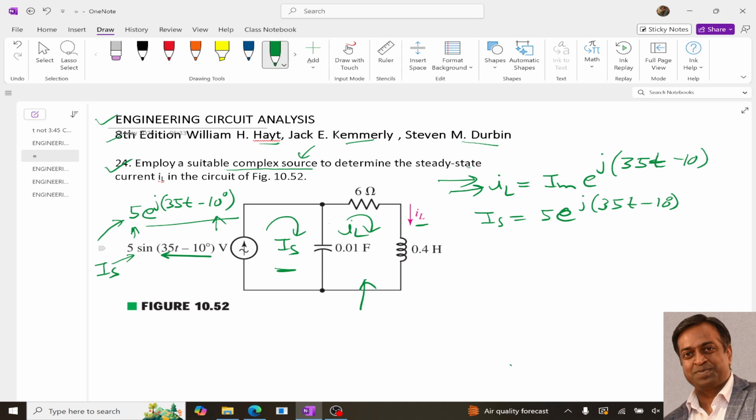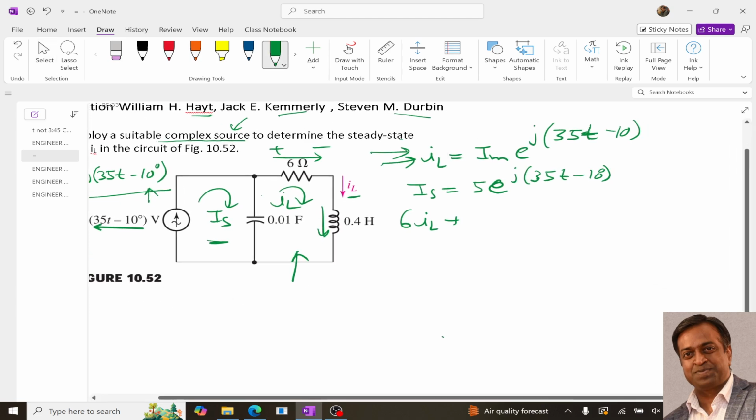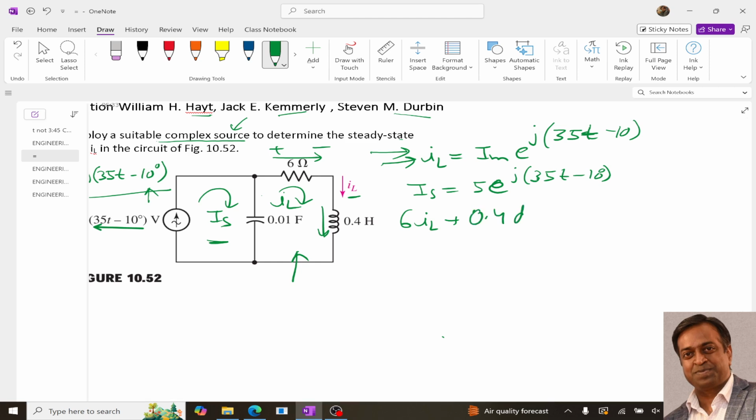Now applying the KVL in this loop, what will we get? We will get first 6IL. Then coming to the inductor, if I is the current, then V will be expressed as L, which is 0.4, d IL by dt, not square, dt. Because we know that for the inductor VL is equal to L di by dt. So from this we get this, right?